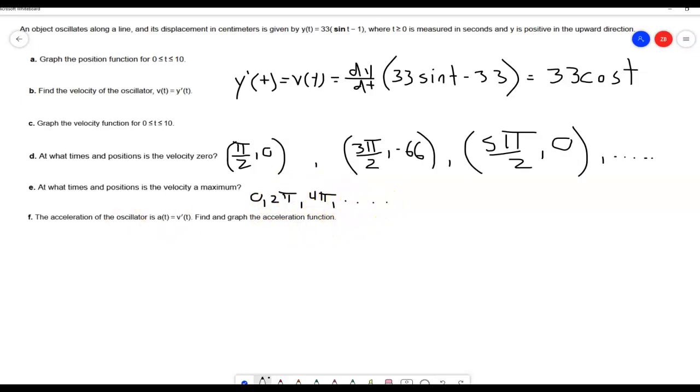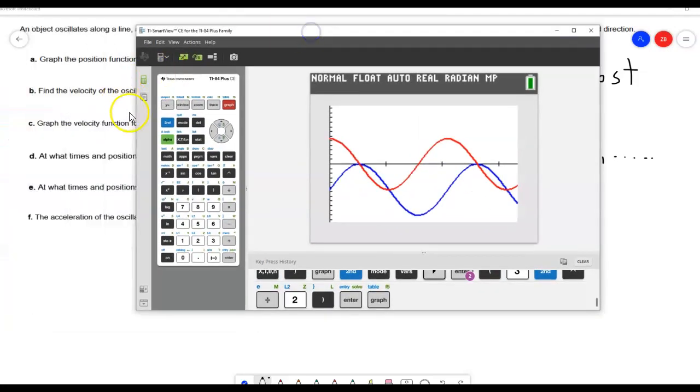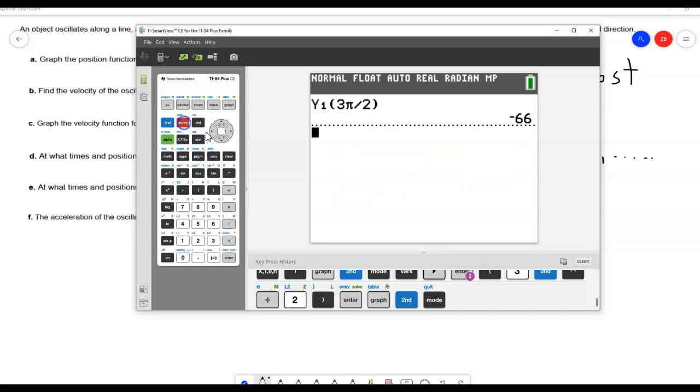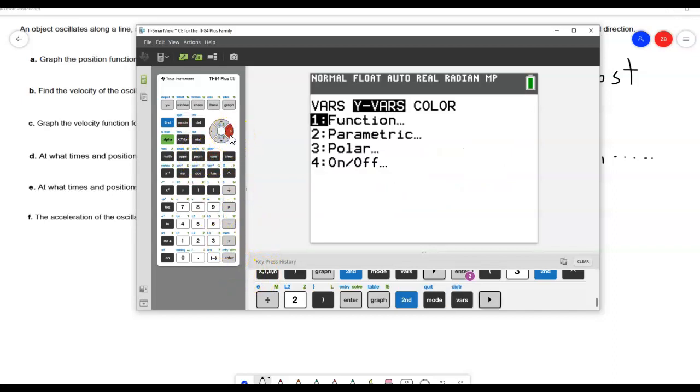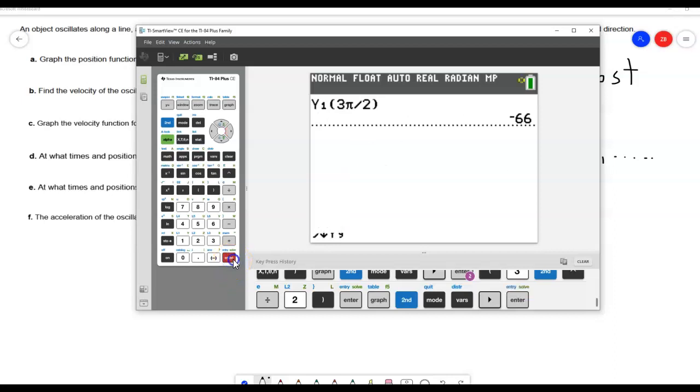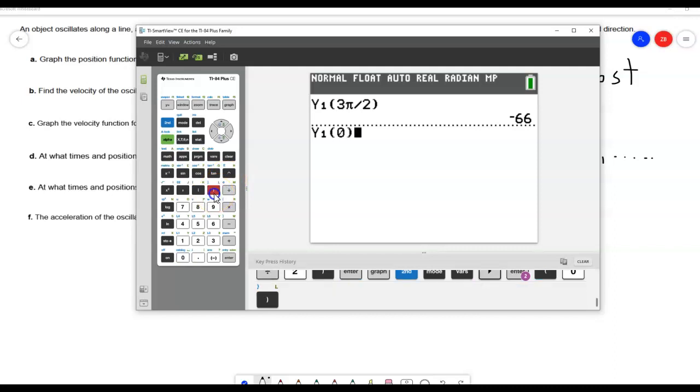And once again, if we wanted to find those positions, we would just put each one of these into our position function. So I could go out of here again. So at 0, you go to vars, y variables, and evaluate this at 0. So at 0, we'd have negative 33.